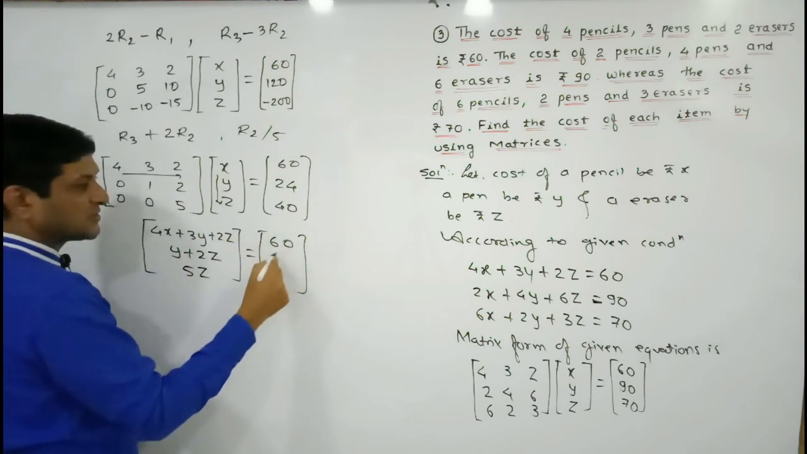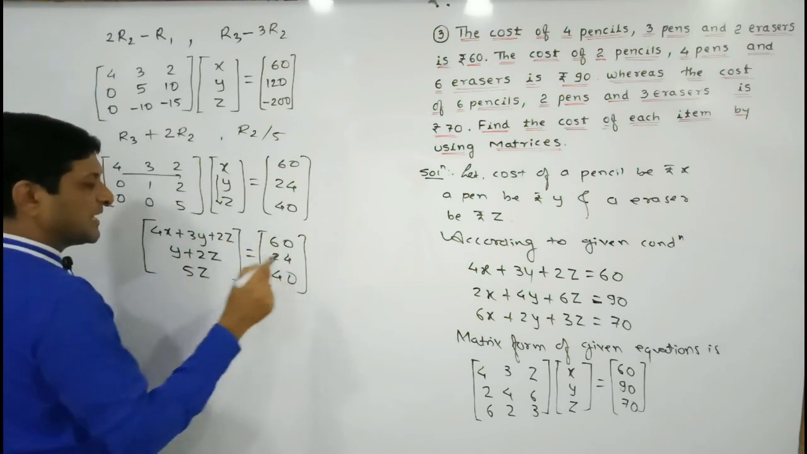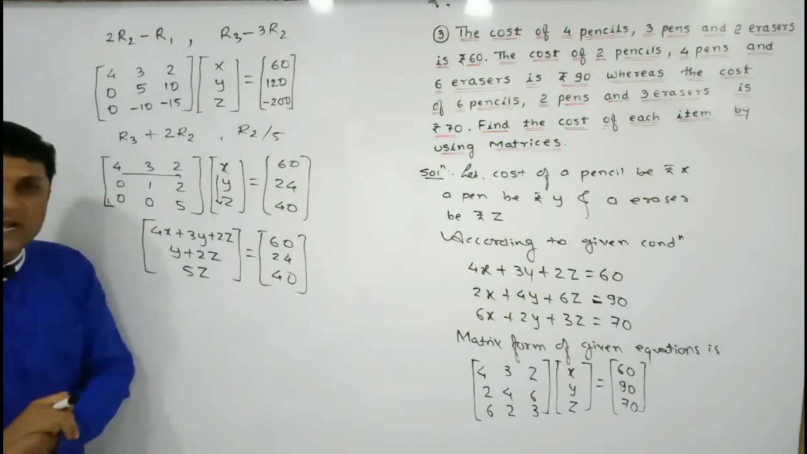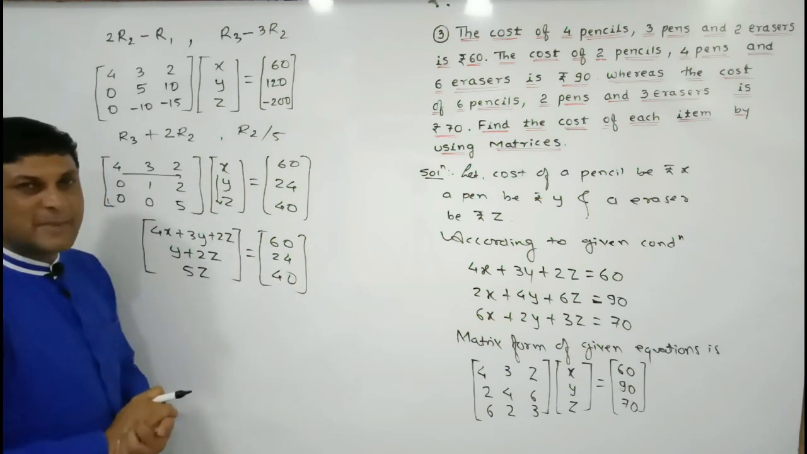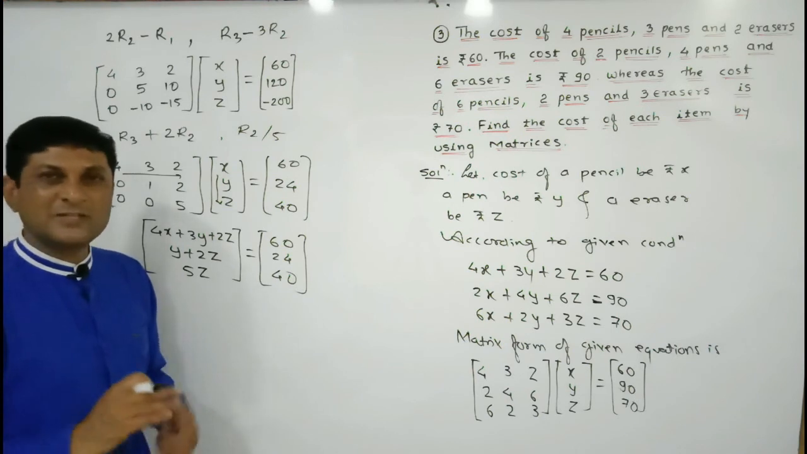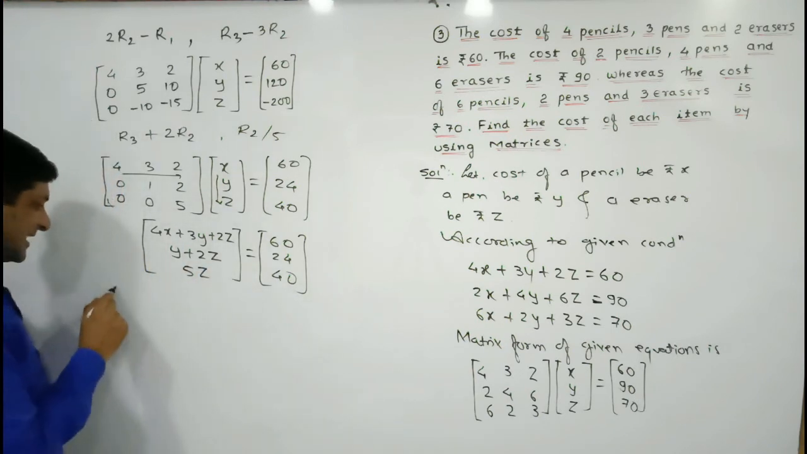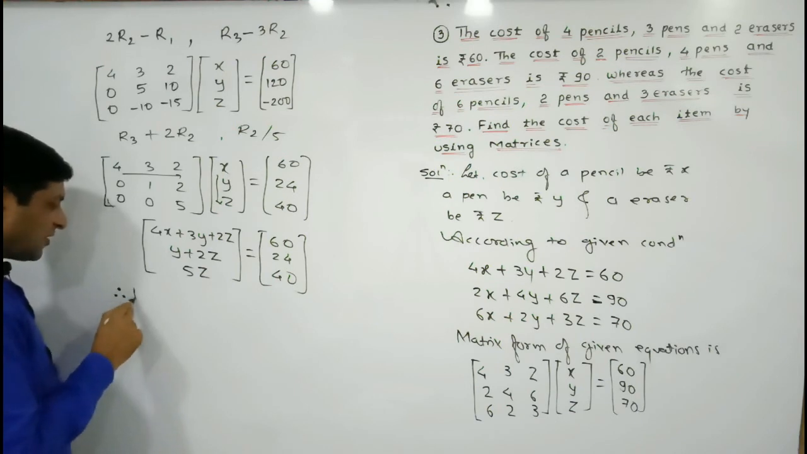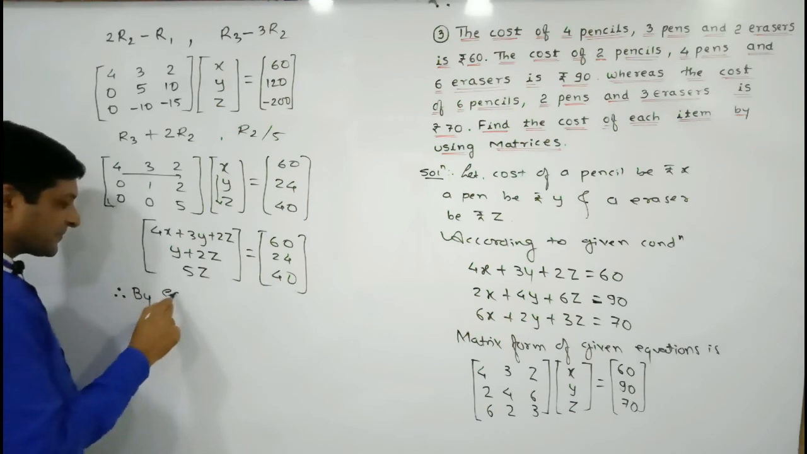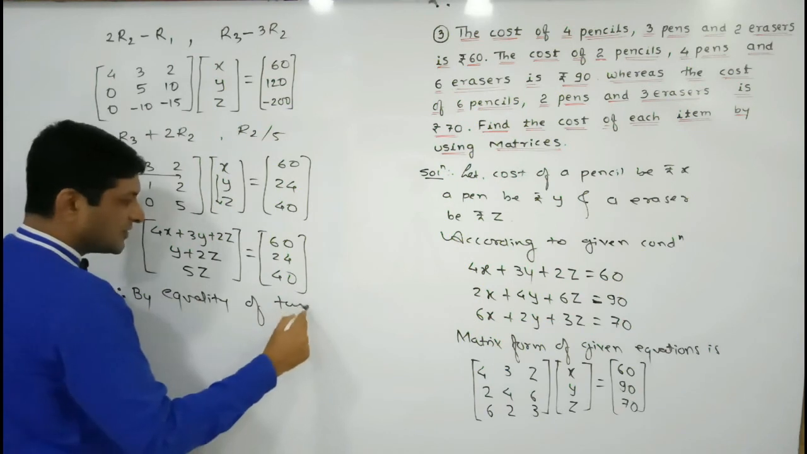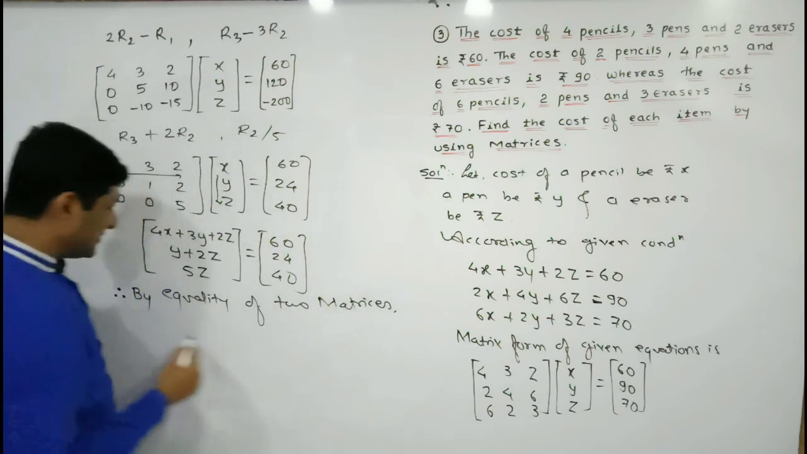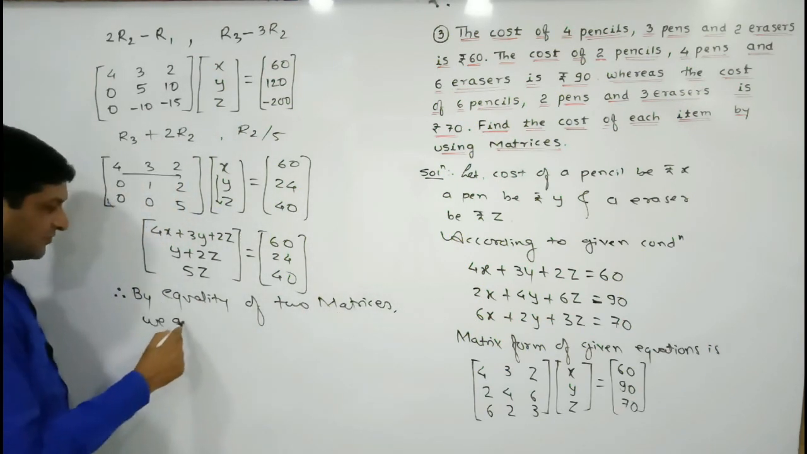On this side 60, 24, 40, keep it as it is. So here we can observe that these two matrices are equal matrices. And since the matrices are equal, we are able to apply the definition of equality of two matrices. Therefore, by equality of two matrices, let us see what we will get here.